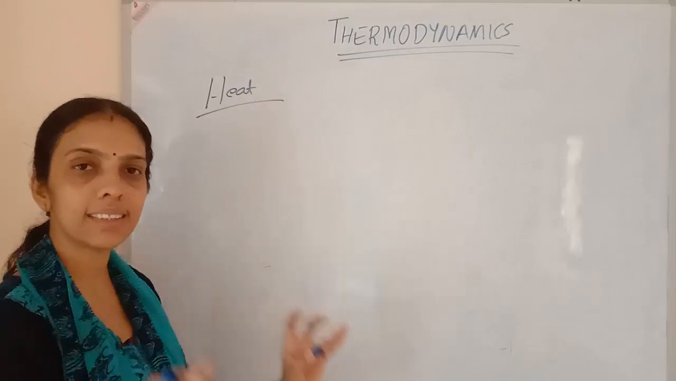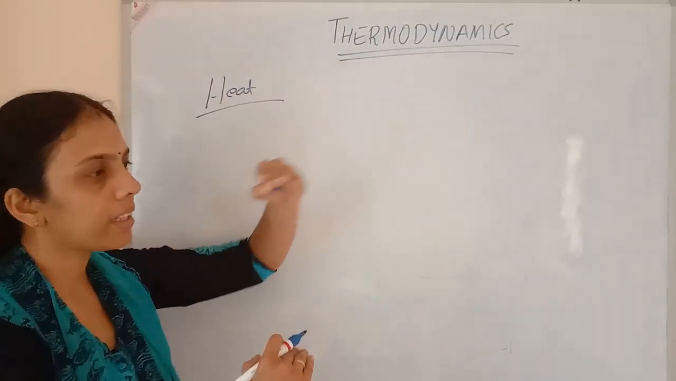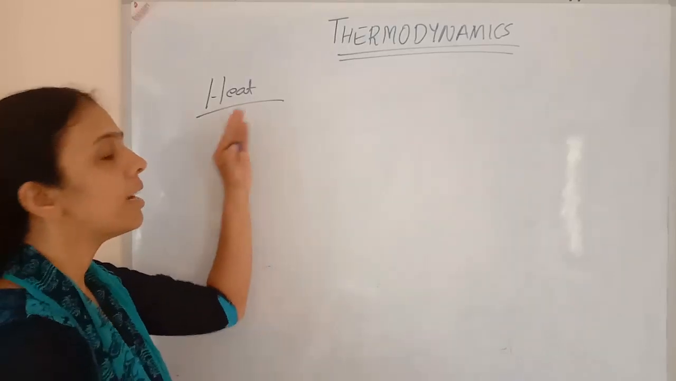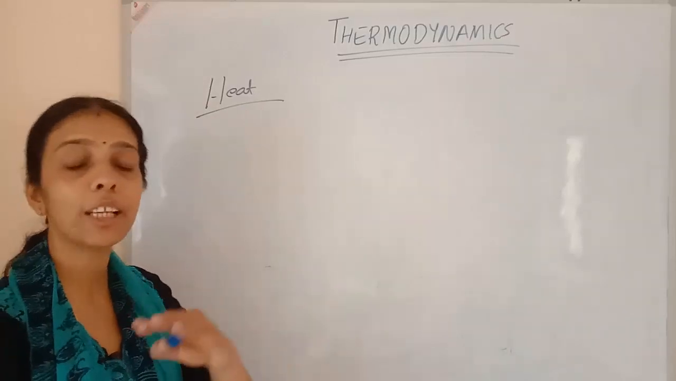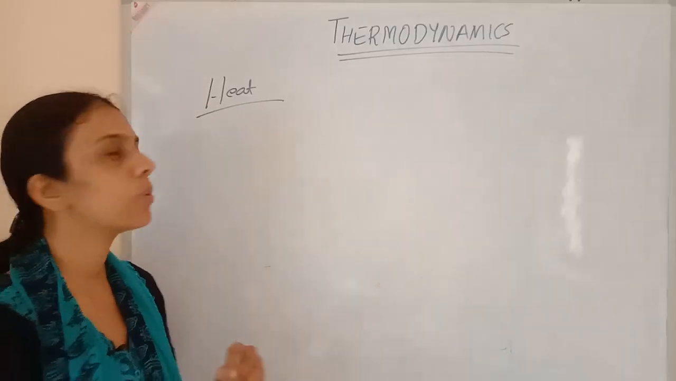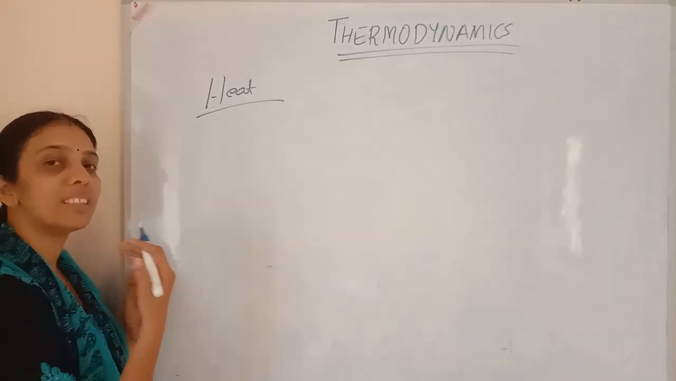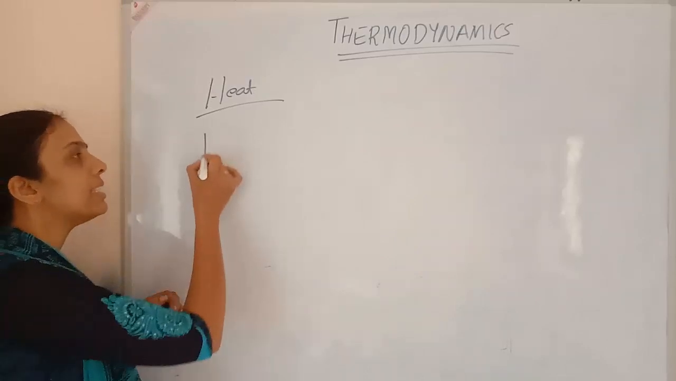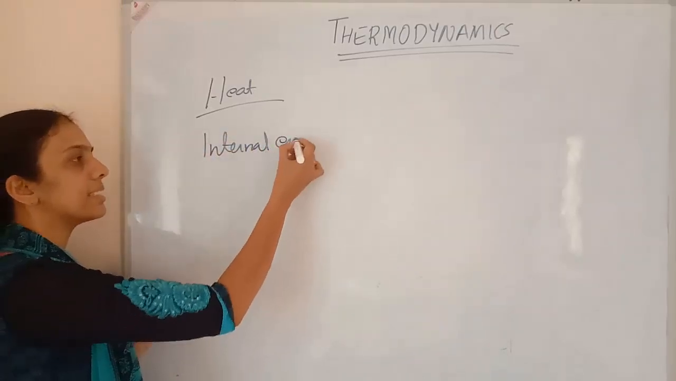Till it reaches thermal equilibrium, the energy is transferring from the higher temperature region to the lower temperature region. Due to that only the temperature is varying. Since energy is varying, temperature also will be varying. So the system is either gaining or losing temperature. Because of that, what will happen? Internal energy. It is getting energy internally.